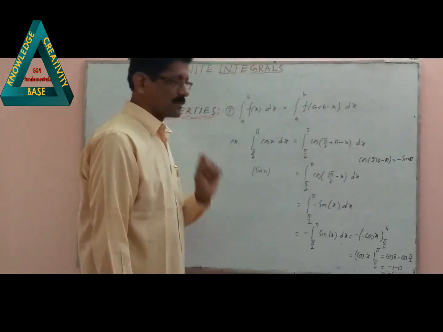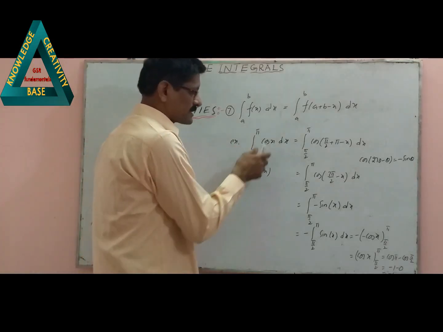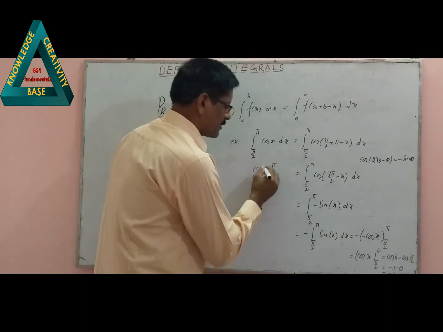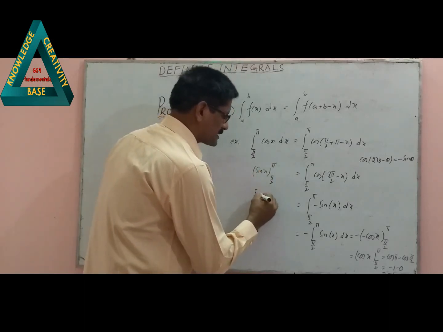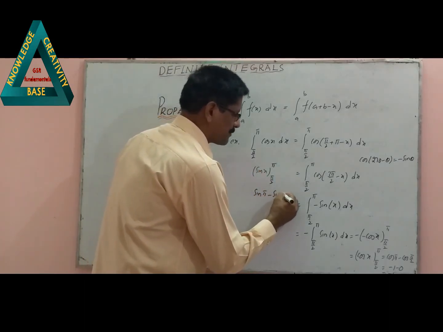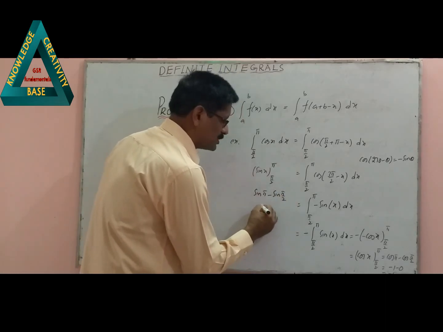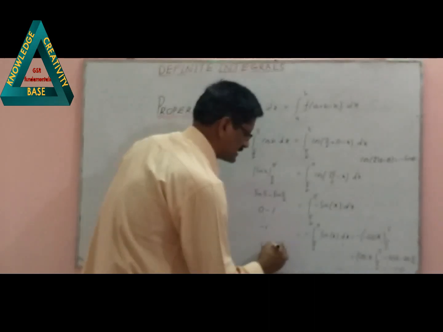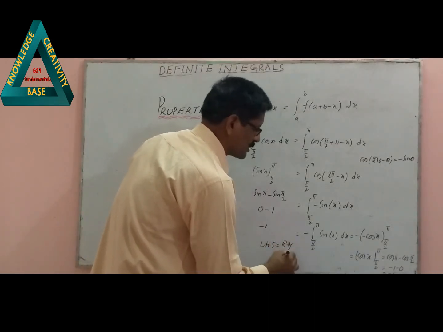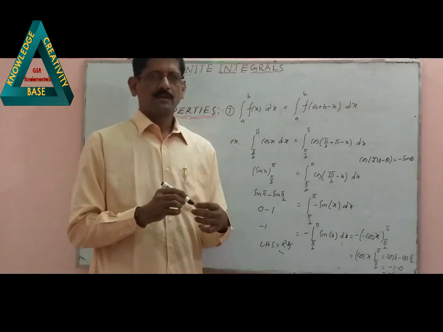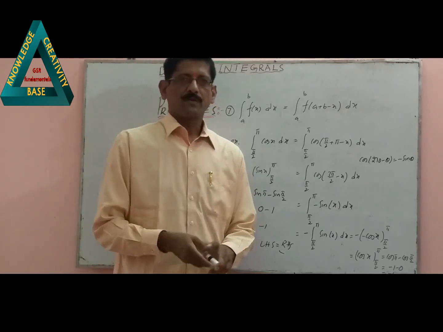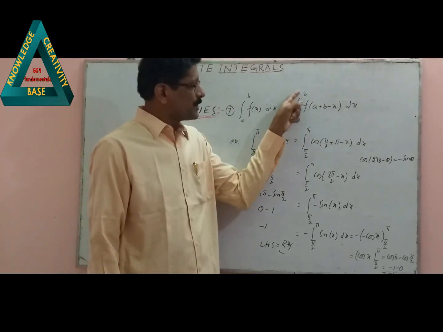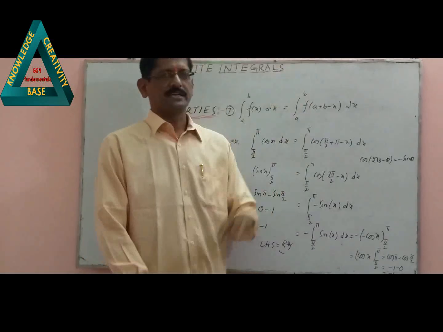What about LHS? Integral cos x dx is sin x. What are the limits? Pi by 2 to pi. Substituting the upper limit, that means sin pi minus sin pi by 2, that equals sin pi 0 minus sin 90 which is 1, that equals minus 1. Therefore LHS is equal to RHS. So the property holds. This is a very important property. What is that property? Integral a to b f of x dx is equal to integral a to b f of a plus b minus x dx.